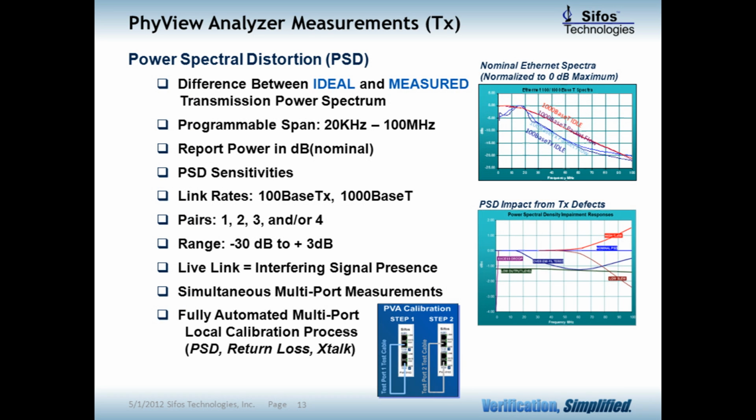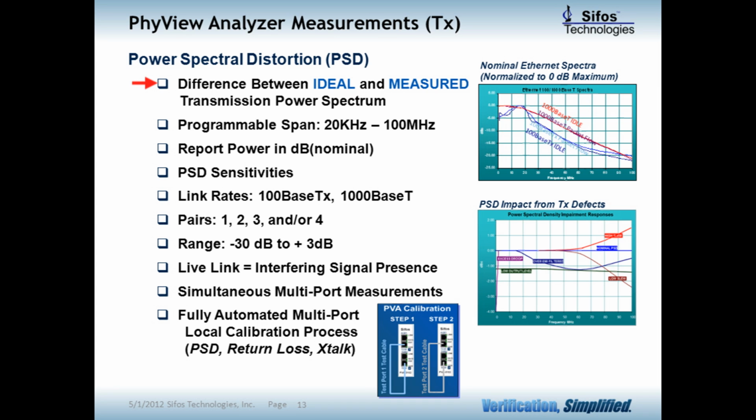Power spectral distortion, or PSD, is one measurement that points out a major difference between the PhyView analyzer and traditional 10, 100, 1000BASE-T PHY testing. The PhyView analyzer generally measures signal power levels, including power over frequency, rather than measuring voltages in the time domain.